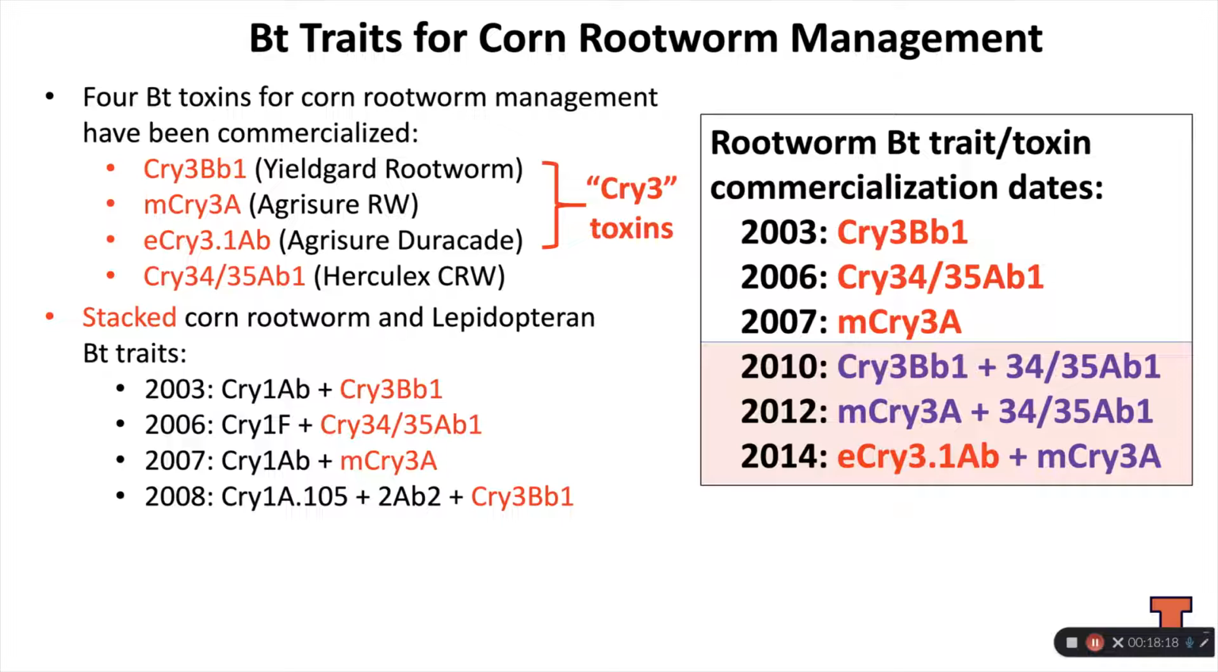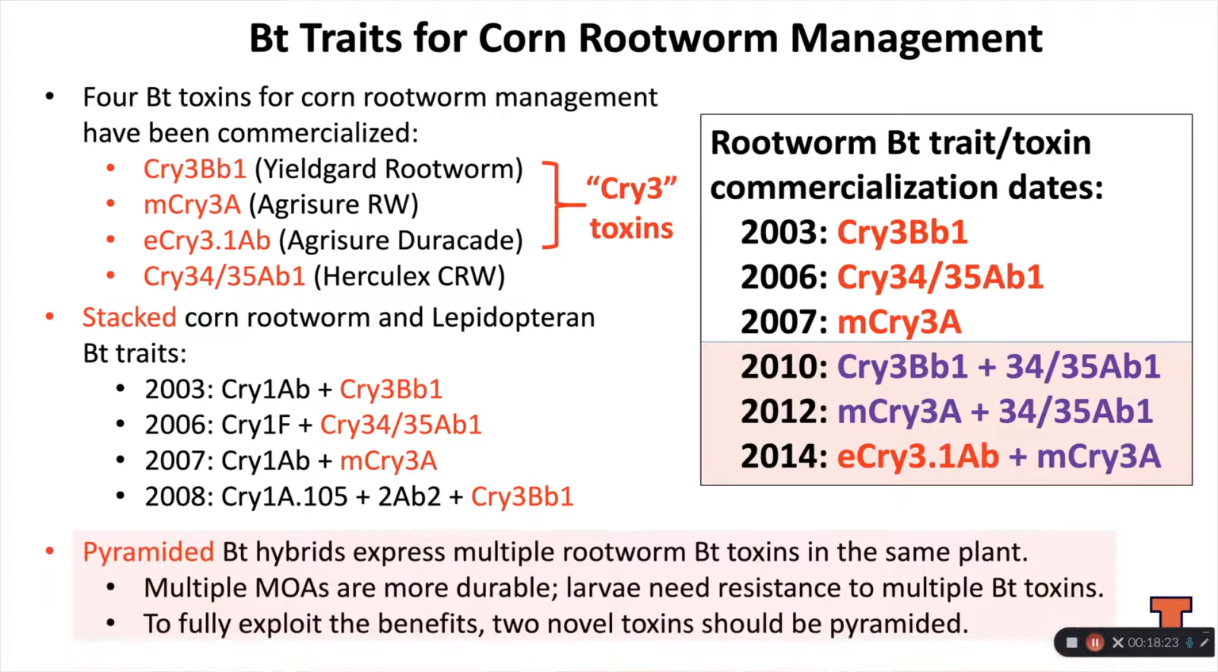The final advancement in developing BT hybrids for rootworms began in 2010 when different rootworm BT toxins were combined in the same plants. We call these pyramided hybrids because they express multiple rootworm toxins in the same plant. Because you have 2 modes of action in the same plant, that makes them more durable because larvae need resistance to multiple BT toxins in order to overcome the BT in the plants.